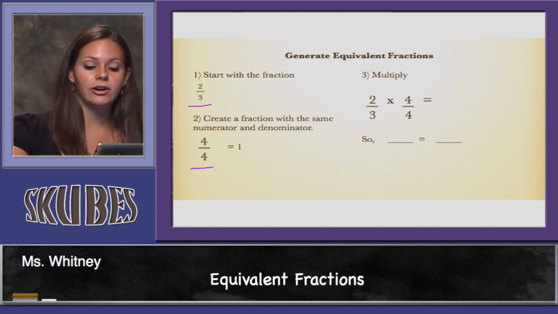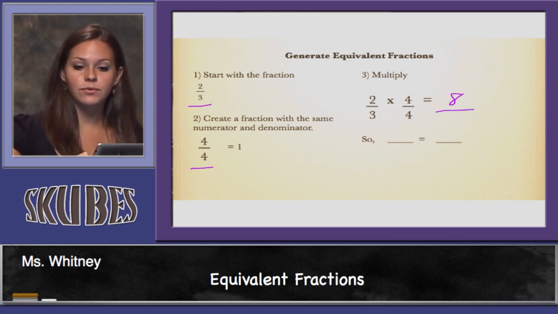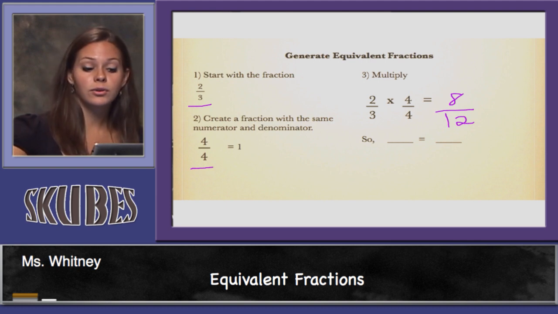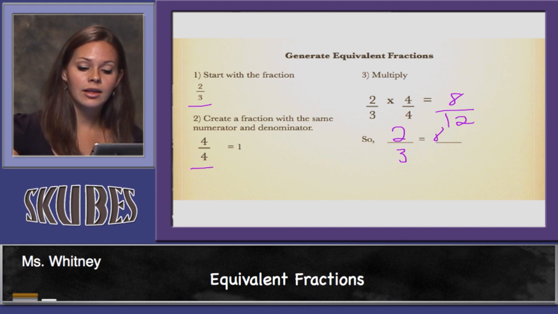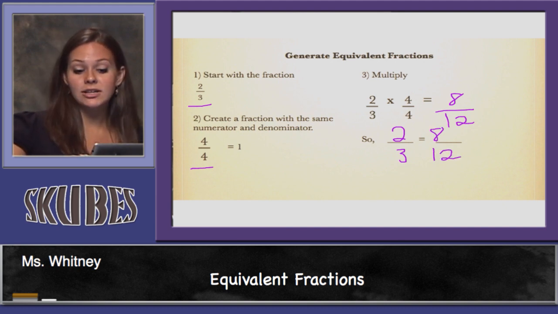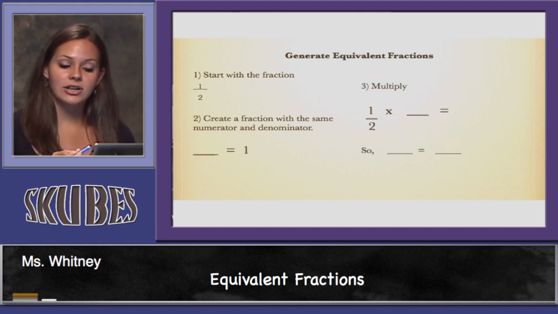Let's start with the numerator. 2 times 4 is equal to 8. 3 times 4 is equal to 12. So 2/3 is equal to 8/12.